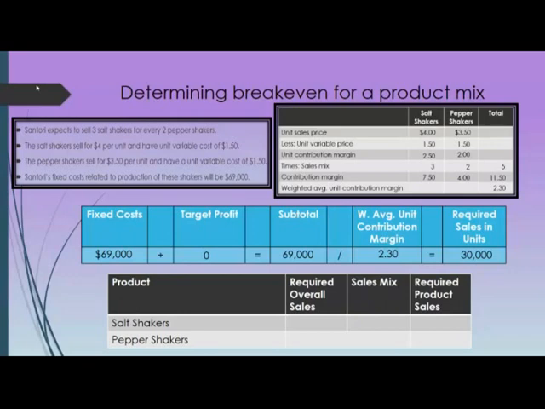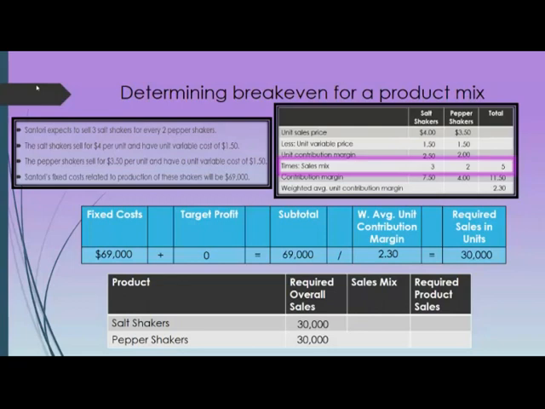Let's go down and take our required overall sales, which we know to be 30,000 units, and multiply it by the proportion of our bundle, of our typical sales package, that can be attributed to each one of those particular lines. So for salt shakers, we know that 3 out of every 5 units that we're going to sell is going to be a salt shaker.